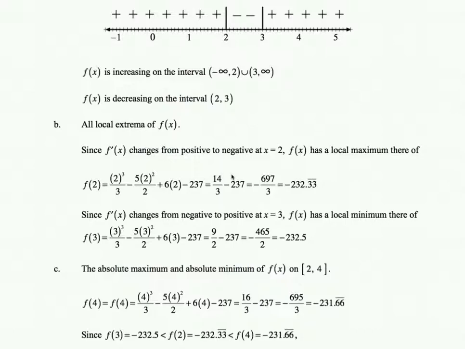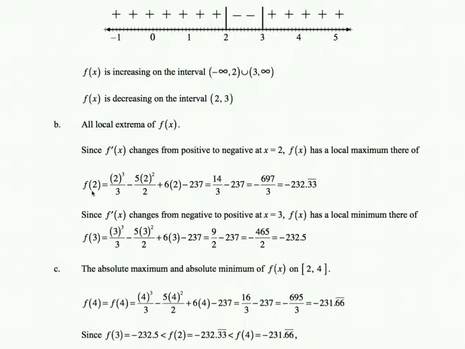B, we're asked to locate any local extrema, a local minimum and/or a local maximum, which is what this function has, one local minimum, one local maximum. And so we see that since the derivative changes from positive to negative at 2, we know that the function is increasing before 2 and decreasing after 2, so that means we have a local maximum there at 2.